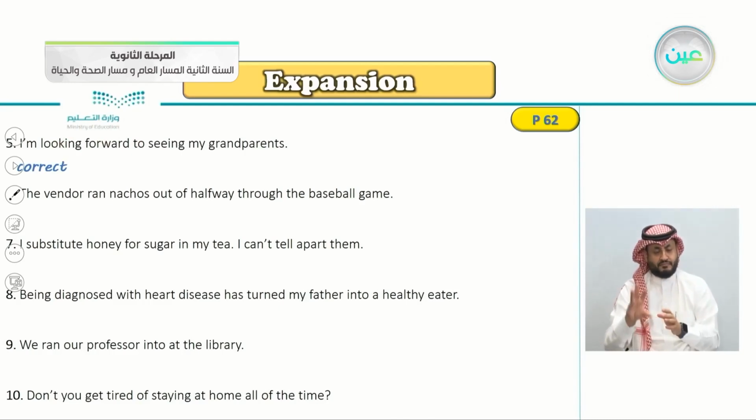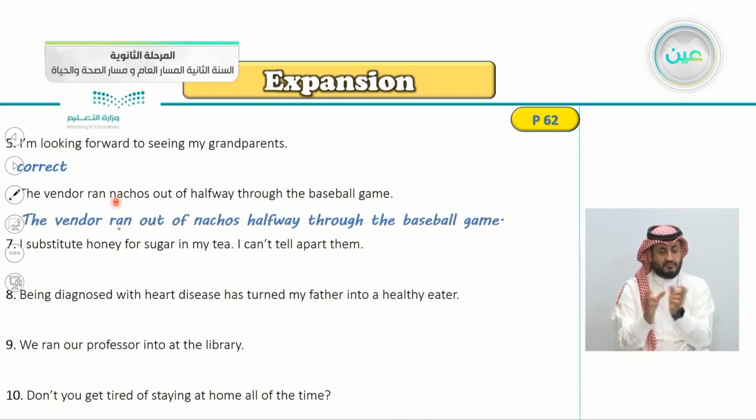Number 6, the vendor ran nachos out of halfway through the baseball game. I think now you notice that there's something wrong here. The vendor ran nachos out of. So how do we correct this one? Yes, the vendor ran out of nachos halfway through the baseball game.